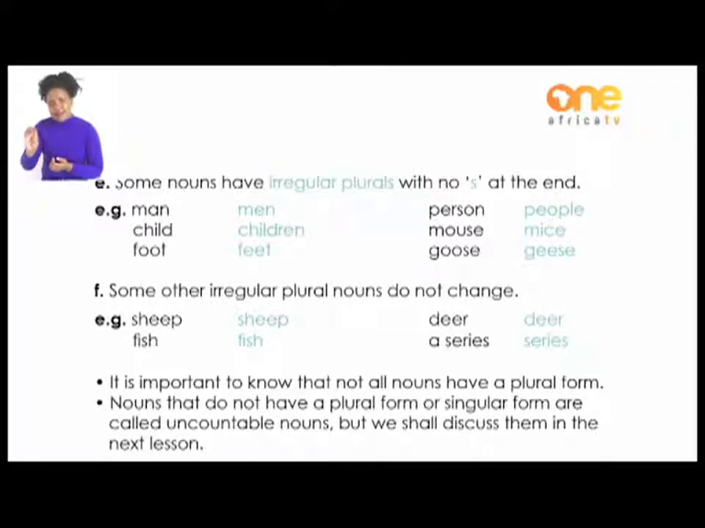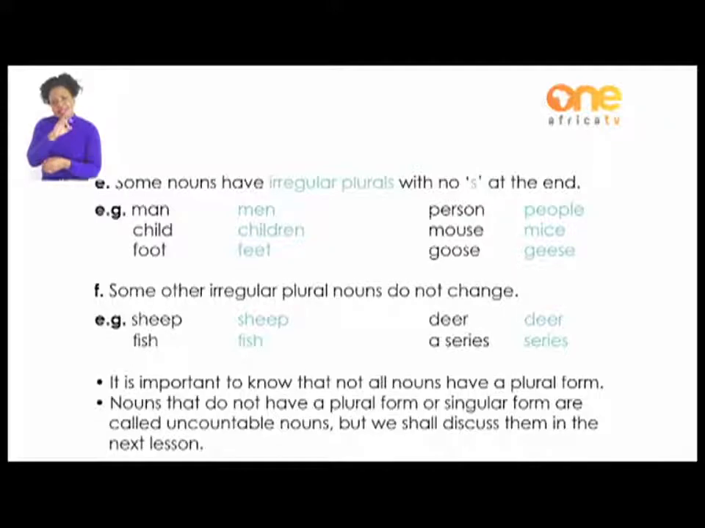Some other irregular plurals do not change. For example, sheep remain sheep. We don't add an S to that. Fish, fish. 1 deer, 2 deer. A series, series.